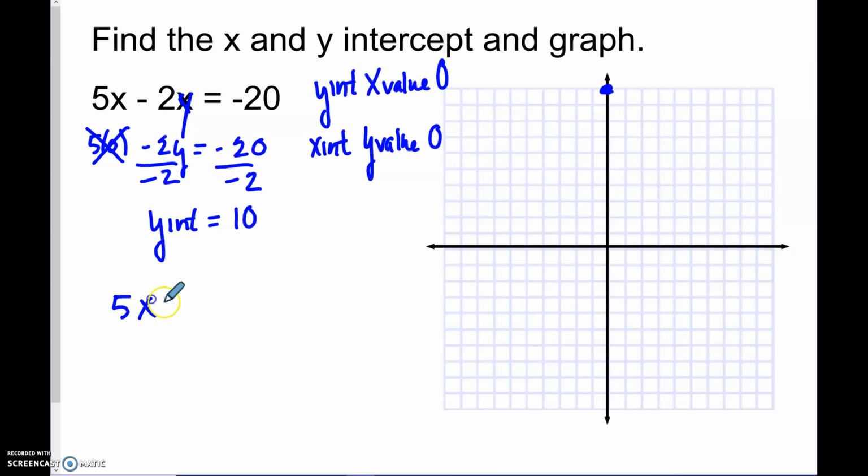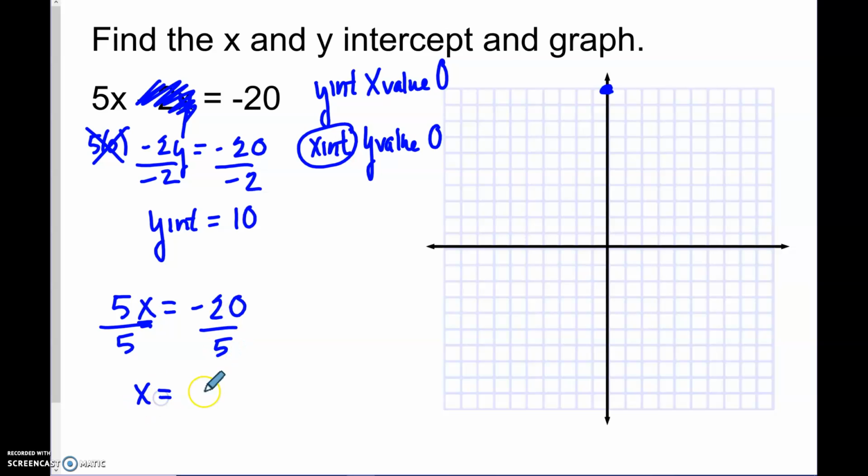So 5x equals -20. See how we only have the x value in here? When you're looking for the x-intercept, we basically cross off this, and now we're going to divide both sides by 5. And x is going to be equal to a -4. So go to your x-axis and go 1, 2, 3, 4. And on your x-axis, we have a -4. And now we're going to connect these two.